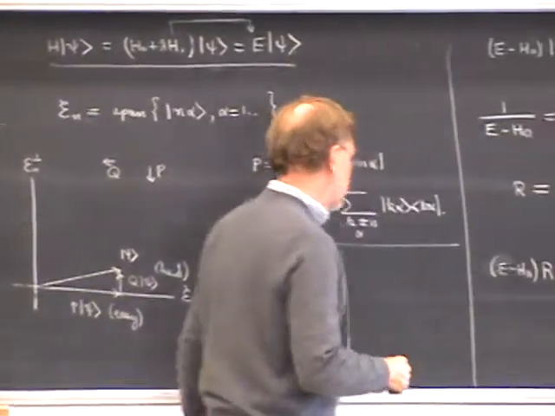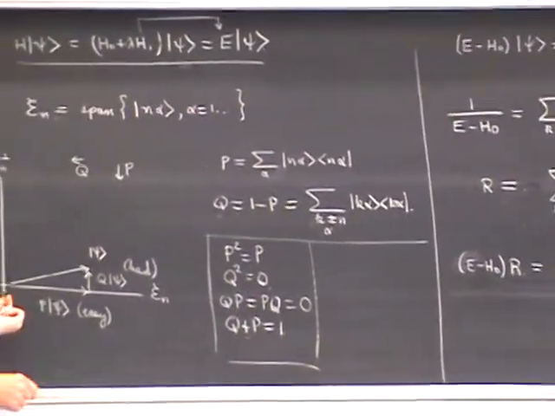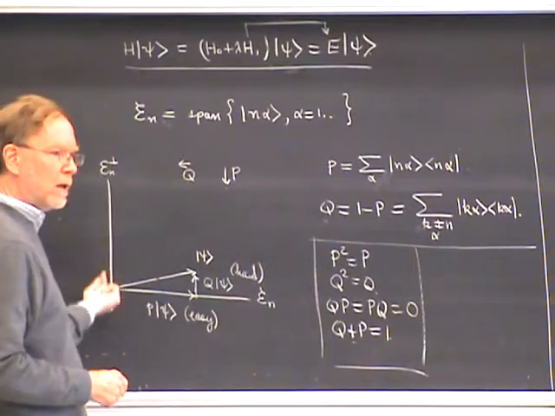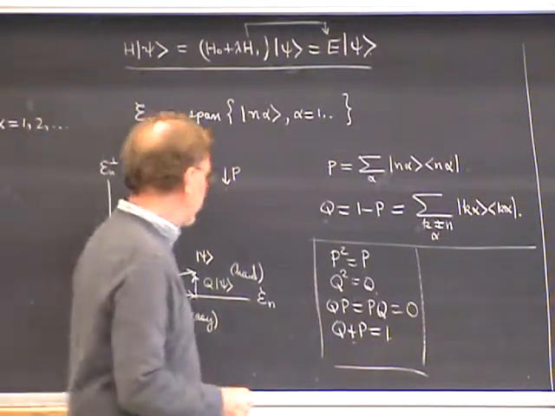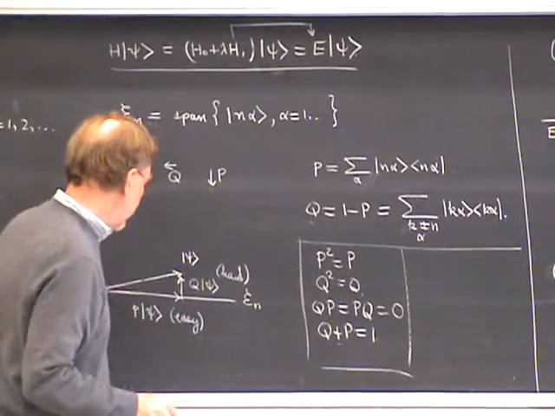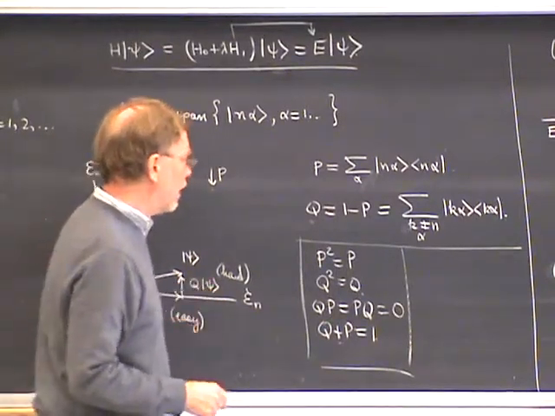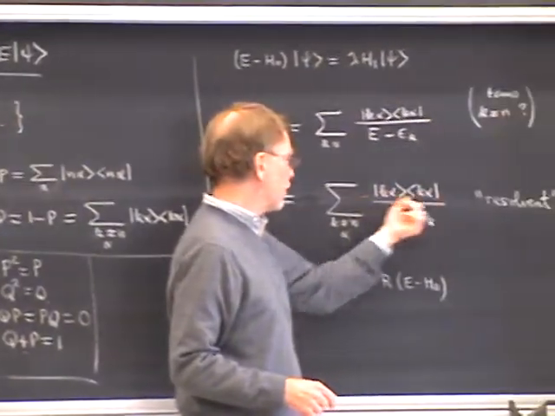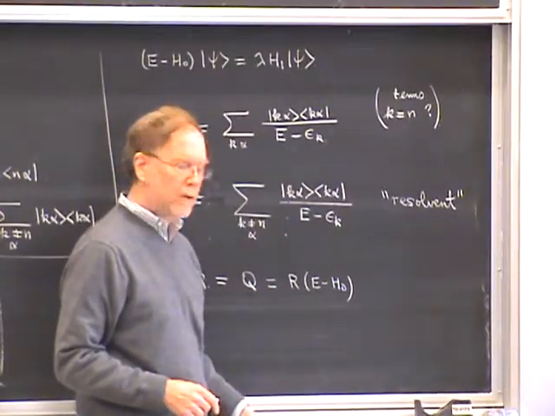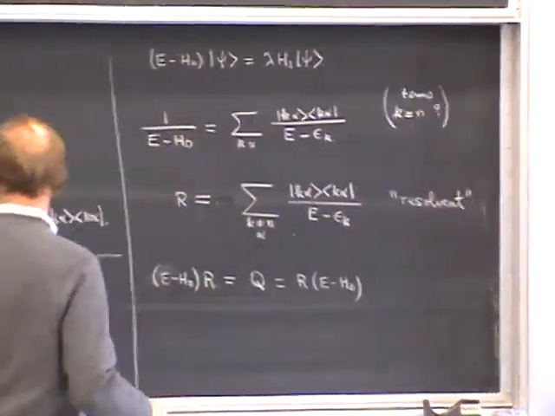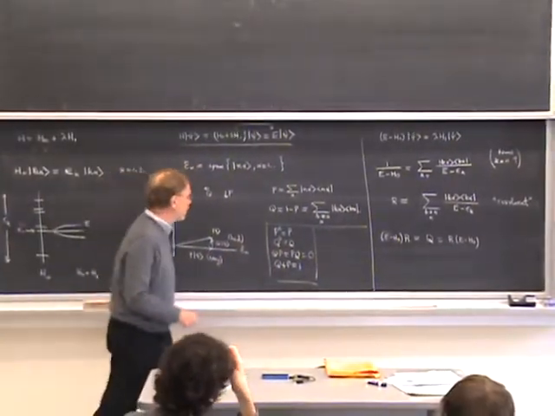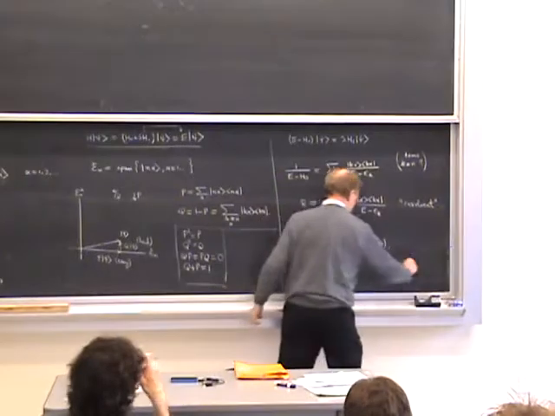R can be understood this way, as the inverse of E minus H0 on the orthogonal subspace, E_n perp. As far as what R does to the energy eigenspace E_n, it annihilates it, because these |k, alpha> are orthogonal to all the vectors that lie in the unperturbed eigenspace. So R is zero in this space, but an inverse of E minus H0 in the orthogonal space. All right, anyway, that's an interpretation of R.